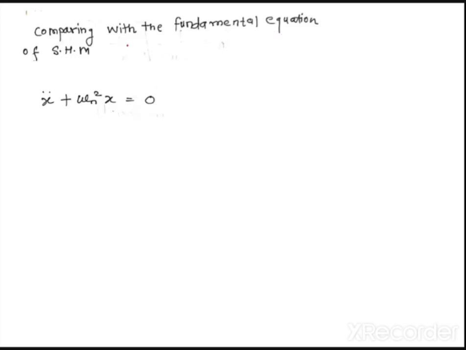Comparing with the fundamental equation of motion, compare this with the simple harmonic. What is that comparing equation? x double dot plus omega n square into x. And what is our equation? x double dot plus k upon m into x is equal to 0.